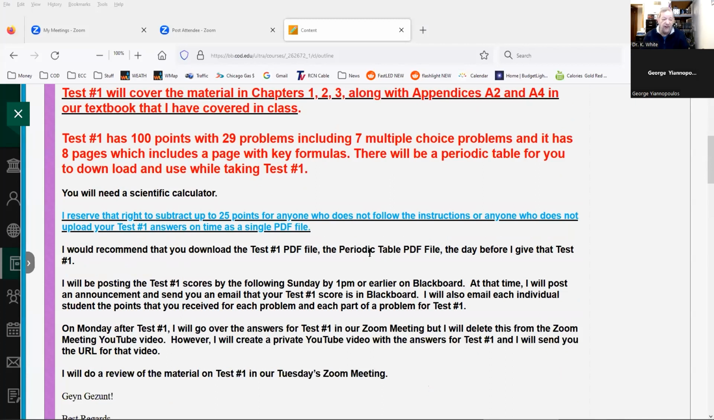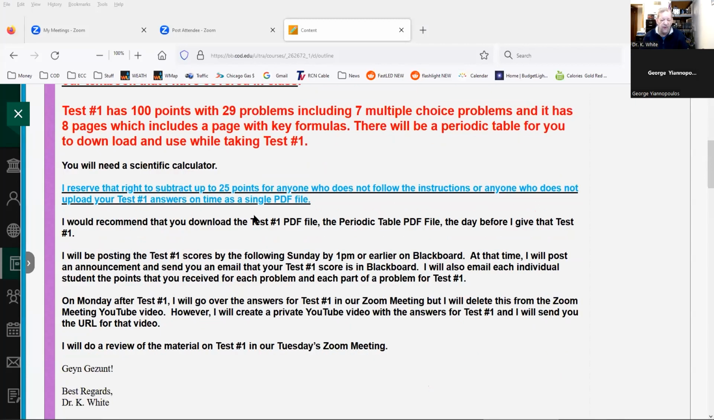Now, this is important. I reserve the right to subtract up to 25 points. Yes, 25 points for anyone who does not follow instructions, anyone who does not upload your test number 1 answers on time as a single PDF file. You've got plenty of time. From the time I send out the password, you have 25 hours to take test number 1 and upload it. You don't need that, but I'm giving it to you.